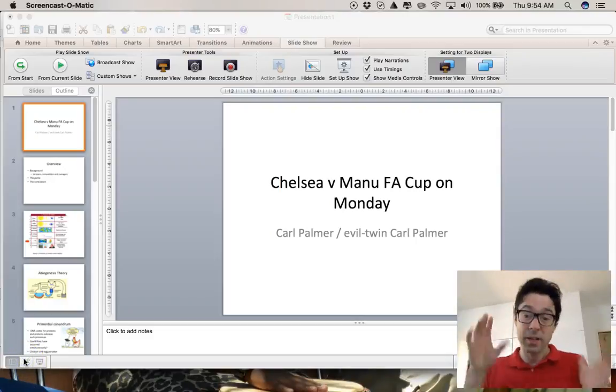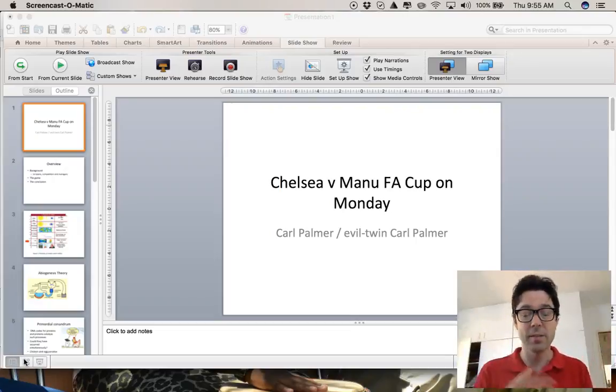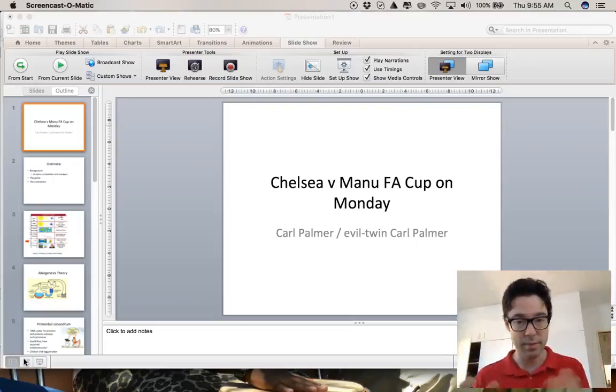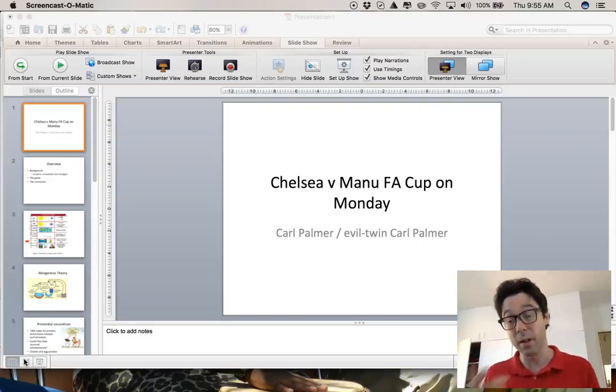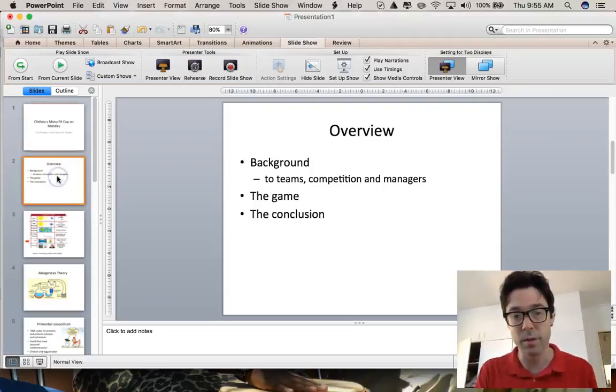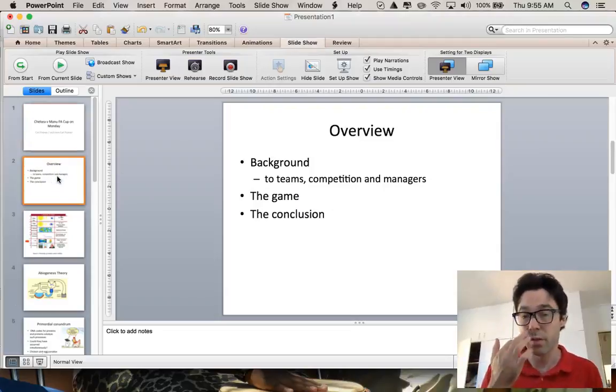But anyway, using him and some temporary slides, I'm just going to have a go at showing some of the problems. So the evil twin, he's going to show what not to do, and then I'll have a go at showing what to do. So the first one where we had some common mistakes was with the overview slide.